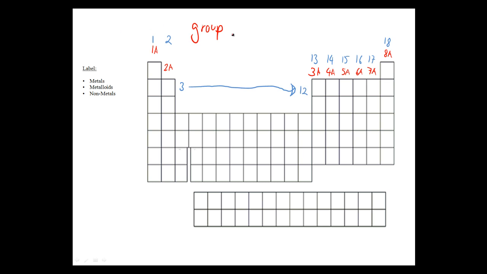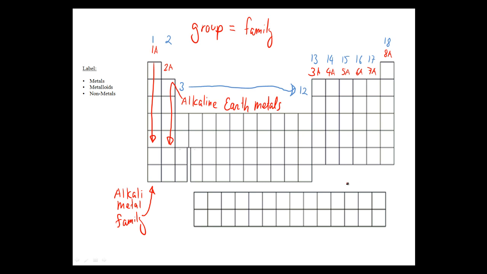Now, another name for group is family. So for instance, the group 1A elements are also known as the alkali metal family. Pretty much every group on the periodic table has a family name, but the most popular ones are alkali metals for group 1A, the alkaline earth metals for group 2A, the halogens in group 7A, and the noble gases in group 8A.